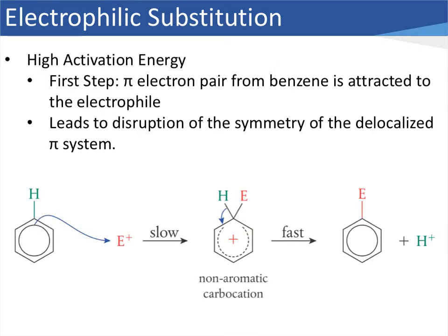So in terms of a mechanism, just sort of an overview mechanism. The pi ring is attracted to the electrophile, and so the electrophile actually binds at one of the carbons, and it does temporarily disrupt this pi electron ring structure, but then the hydrogen donates those electrons back to the ring and it reforms the ring, and H plus is replaced, substituted. And so yes, it does disrupt the symmetry of the delocalized pi system, but that delocalized pi system is reformed.